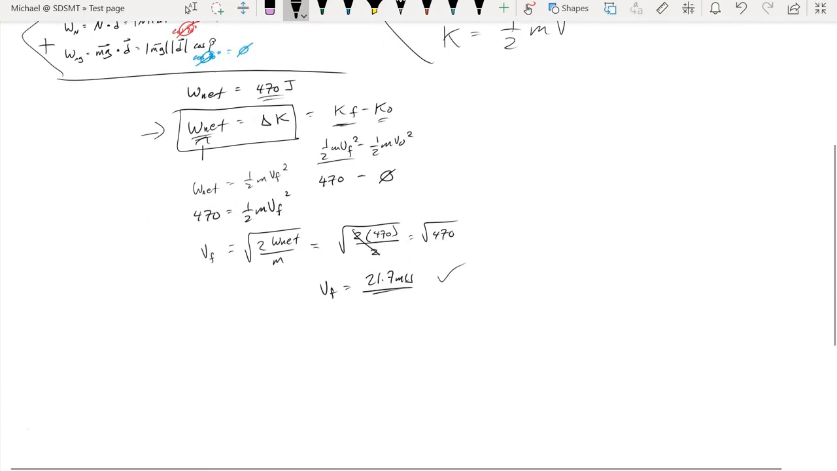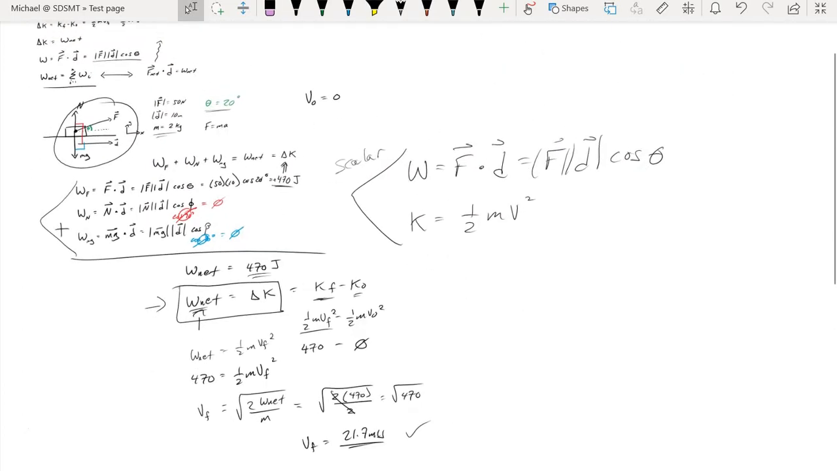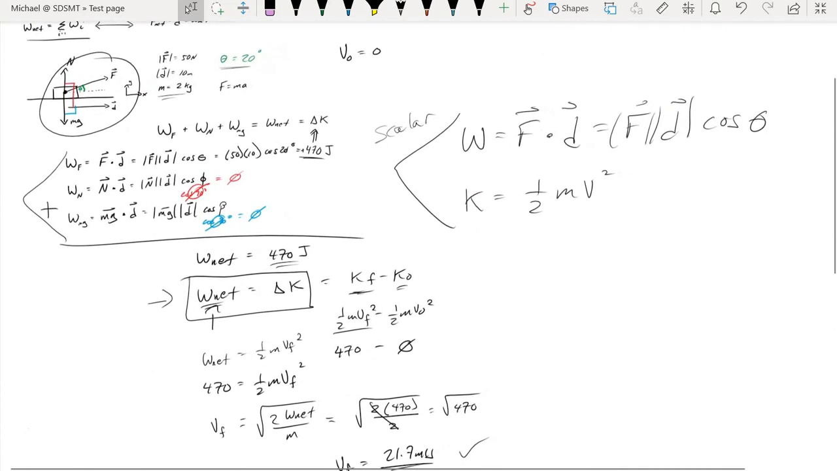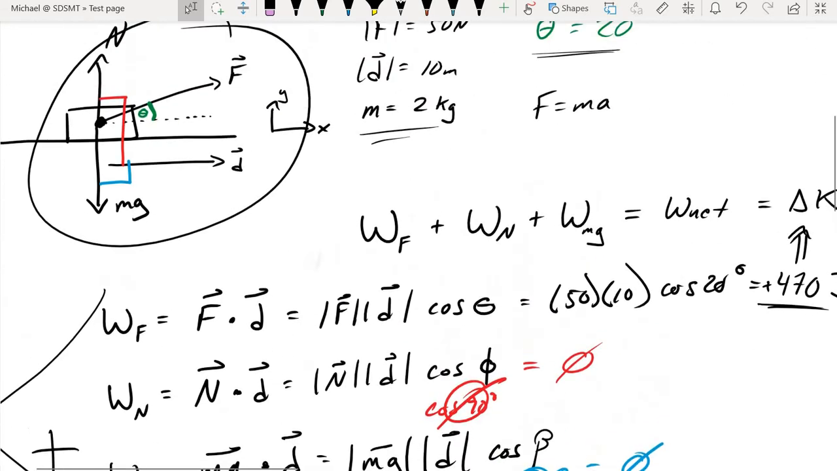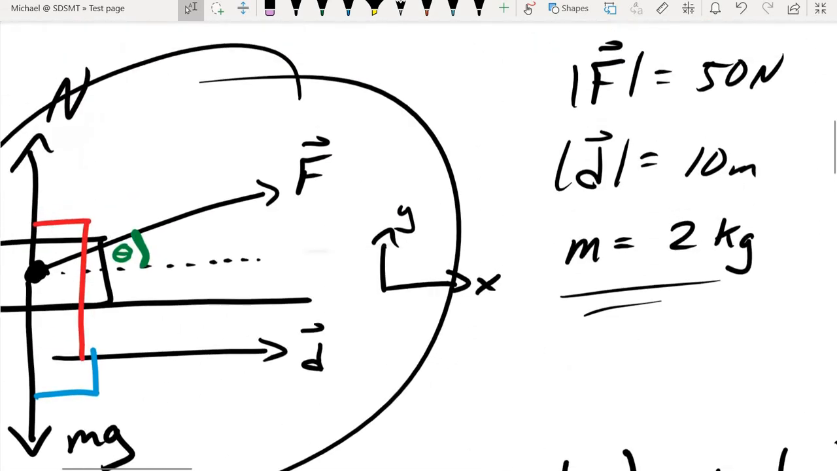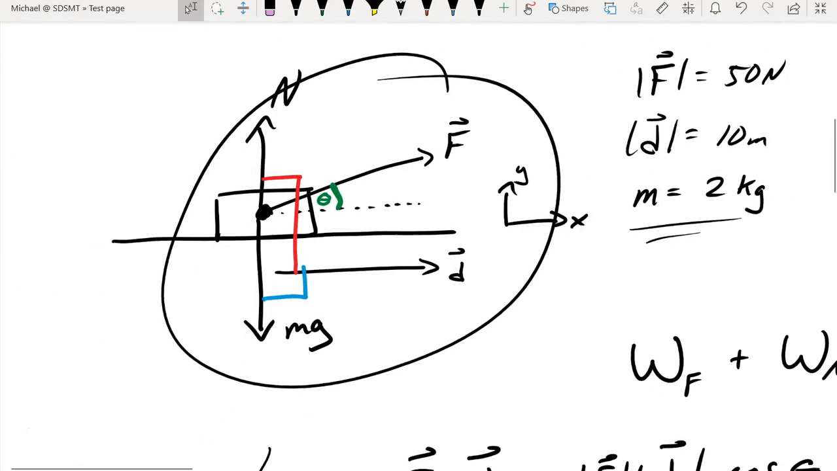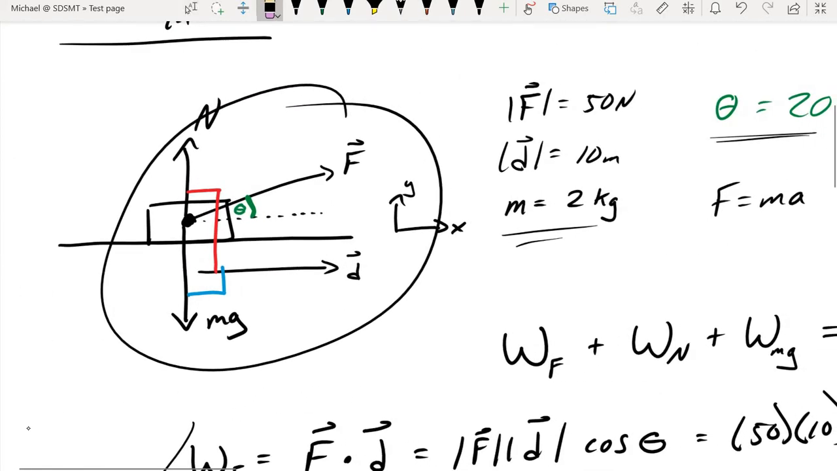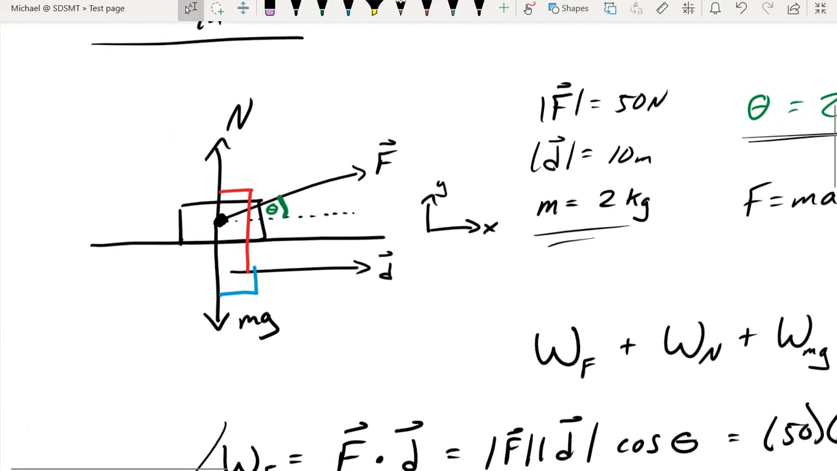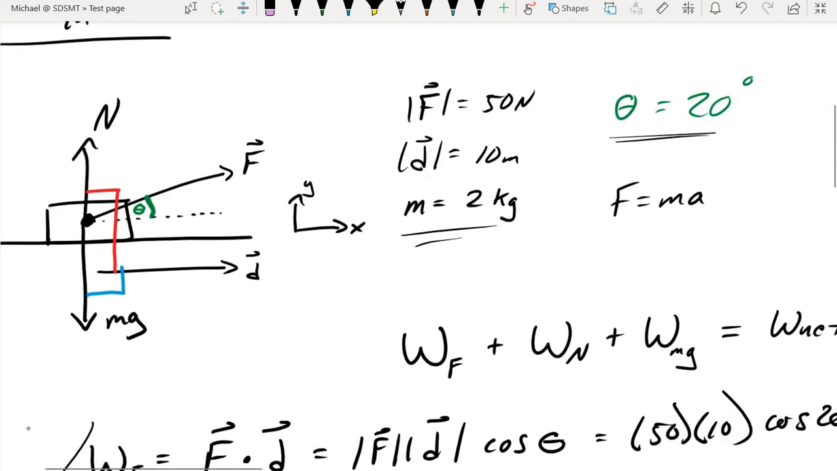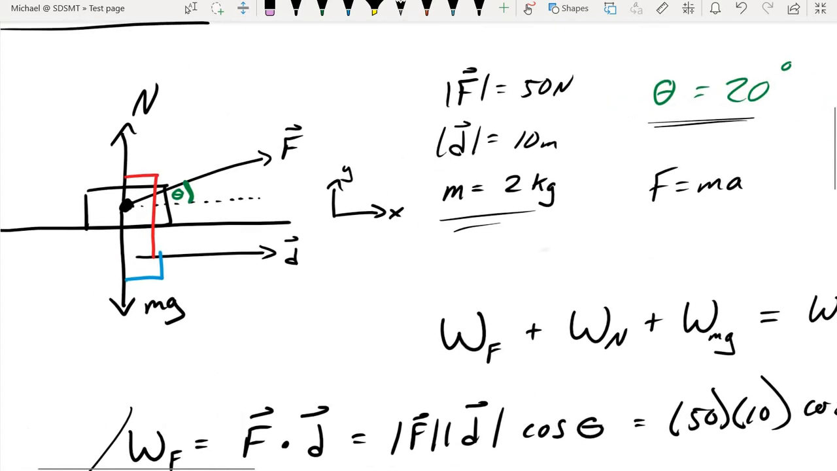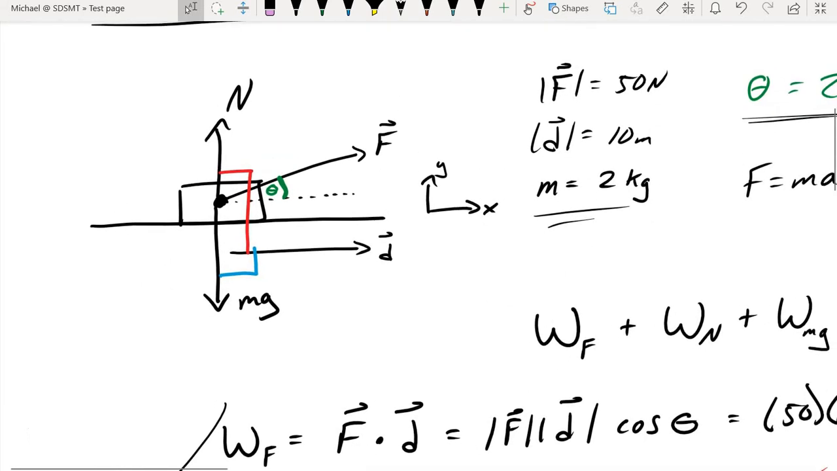Okay, same problem, but this time we're going to try it with the friction force. So we'll come back to our diagram here, zoom out just a little bit. Same applied force, same displacement, same mass. We'll even keep the same angle for the applied force. But now there's going to be some friction.